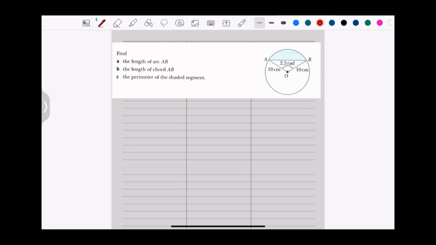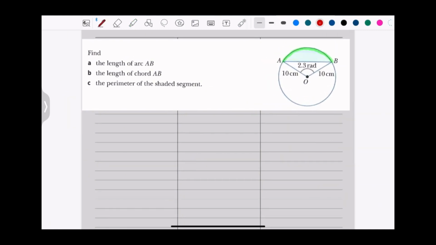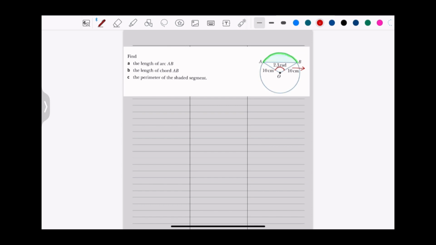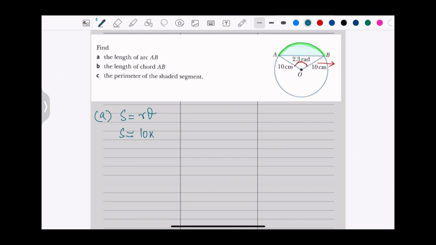Okay, so now the length of the arc AB, I need to find out. This is a small sector, and this is the length of the arc AB. I need to find this out. So I can see that the radius is 10 and this angle is 2.3, which is theta or x. So for part A, s is equal to r theta, and s is equal to r, which is 10, times theta, which is 2.3, and I can say that the length of that arc AB is going to be 23.